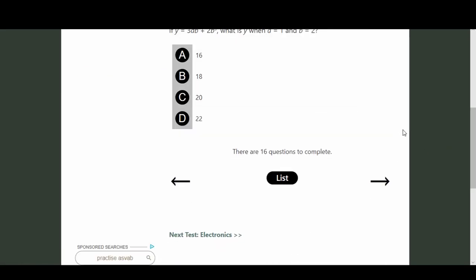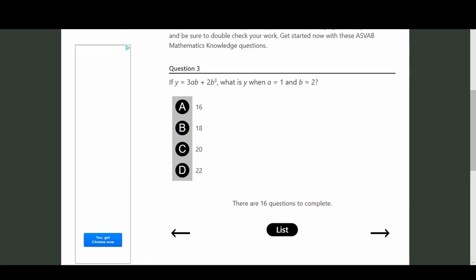Let's go ahead and move on to number 3. All right, number 3 says if y equals 3ab plus 2b to the third, what is y when a equals 1 and b equals 2? So we basically just have to plug in a where we see a in this equation and b where we see b. But that said, as I always like to do, let's go ahead and transcribe the problem. And take your time as you do this, because this is where people usually make the most mistakes.